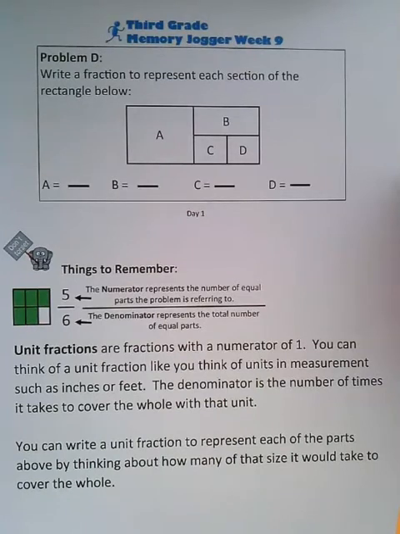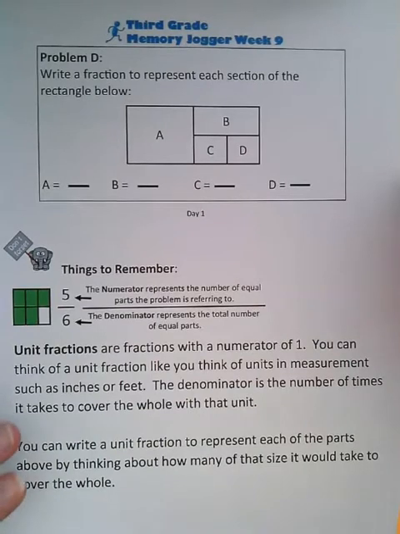The numerator represents the number of equal parts the problem is referring to, and the denominator represents the total number of equal parts. Unit fractions are fractions with a numerator of 1. You can think of a unit fraction like you think of units in measurement, such as inches or feet. The denominator is the number of times it takes to cover the whole with that unit. You can write a unit fraction to represent each of the parts above by thinking about how many of that size it would take to cover the whole.